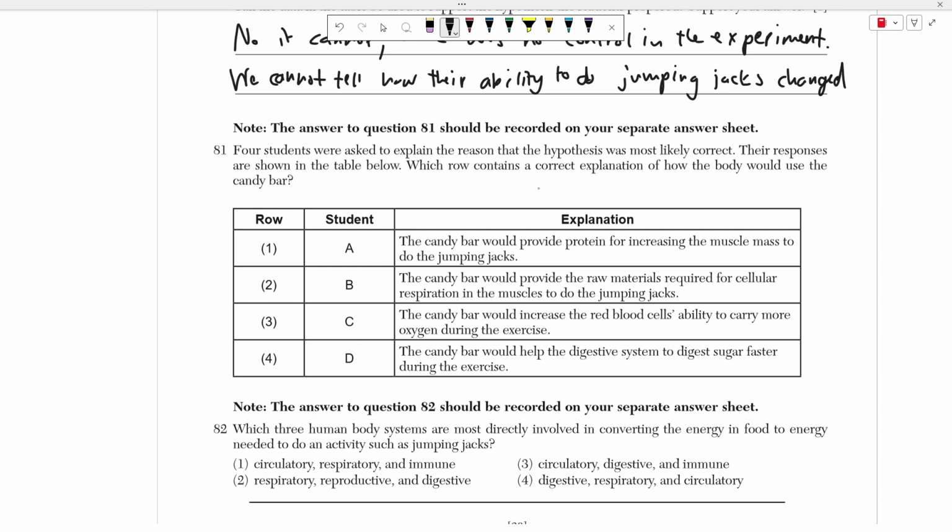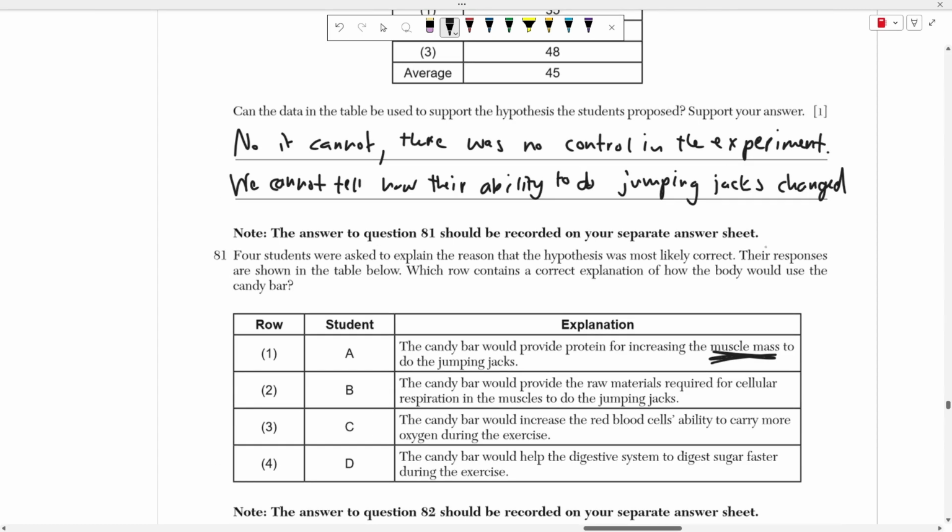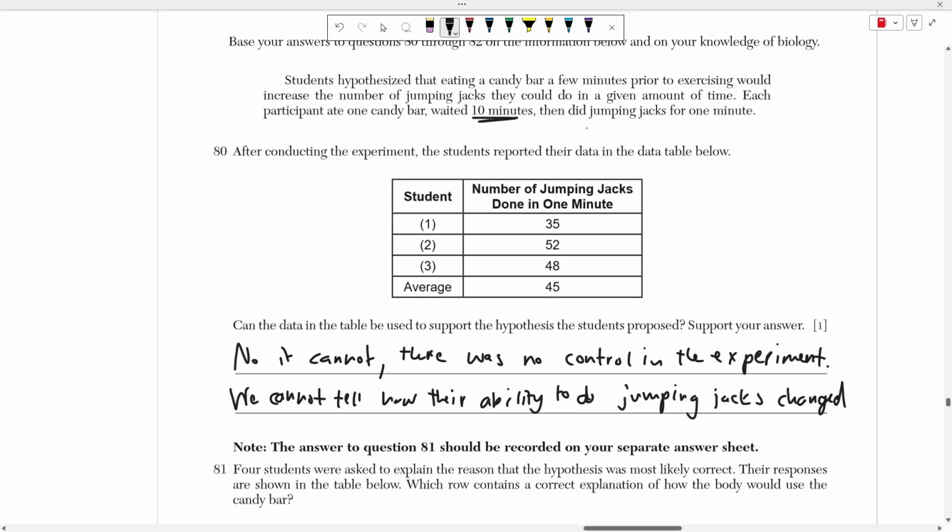Now, sure, that's what protein bars do, but increasing your muscle mass to do more jumping jacks is going to take months of training, right? If I eat a candy bar and then do a push-up, I'm not going to get swole, right? I'm not going to get massive muscles from that. Why? Because in order for me to gain muscle mass, I need to go to the gym consistently for months and then have protein supplements, right? This increase in muscle mass takes a lot of time. It's not going to take 10 minutes from eating that candy bar, right?